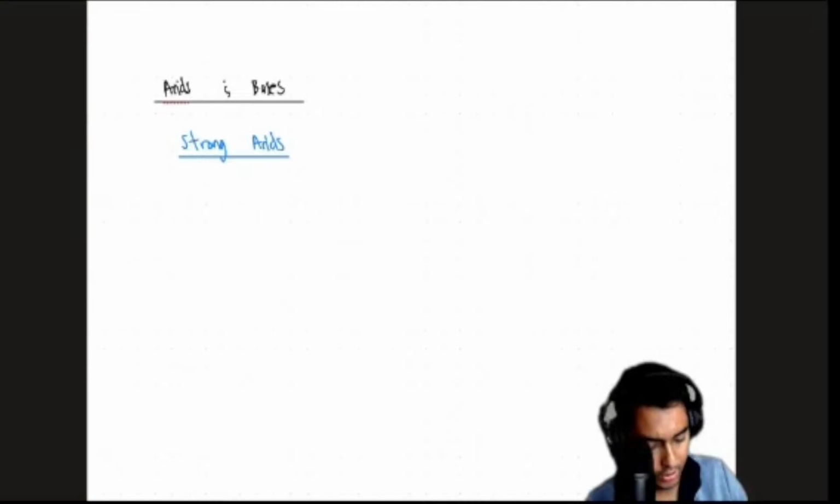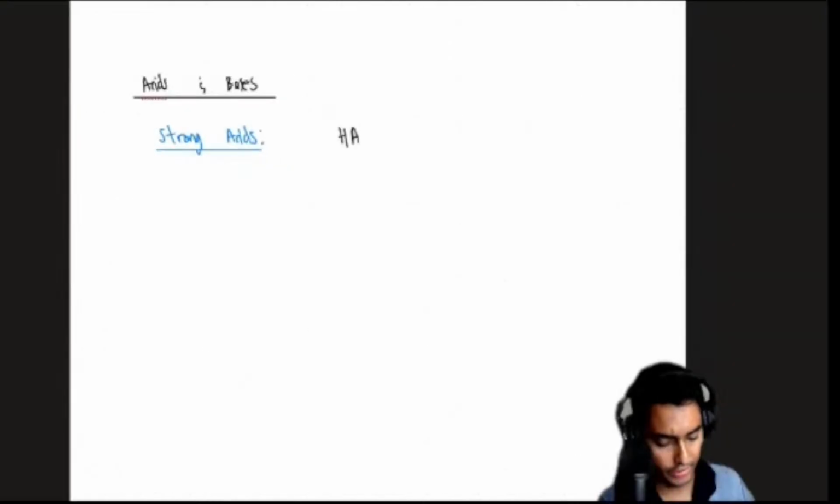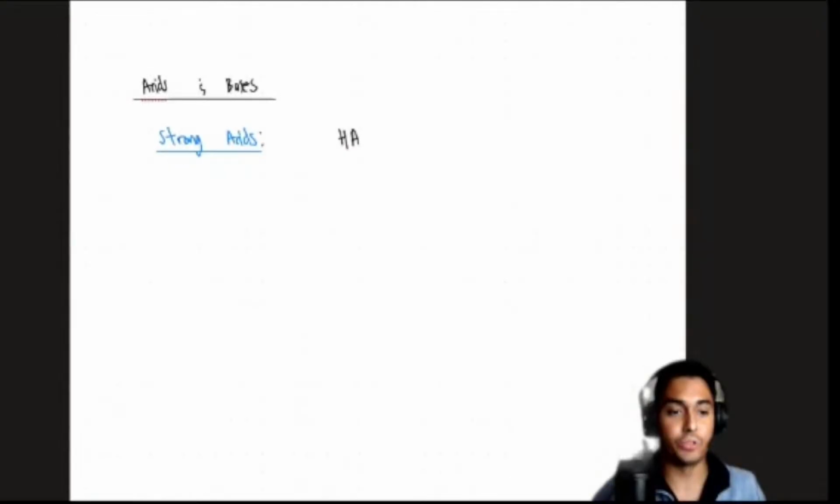So a strong acid is going to be something of the form HA. Very good. Acids are proton donors, and bases are proton acceptors. Very good. That's the Bronsted-Lowry definition. So acids are going to be proton donors, and they're going to fully deprotonate. They're going to fully dissociate. Okay? And so that means we're not going to have equilibrium, right?